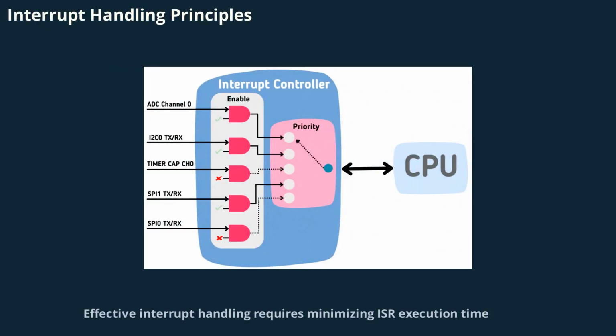Effective interrupt handling requires minimizing ISR execution time, using atomic operations for shared data, assigning priorities wisely, and optimizing interrupt latency. Interrupts can originate from external sources like GPIO pins, timers, communication peripherals, or system events such as watchdog timers. Firmware must handle each type appropriately to ensure reliable and predictable system behavior.